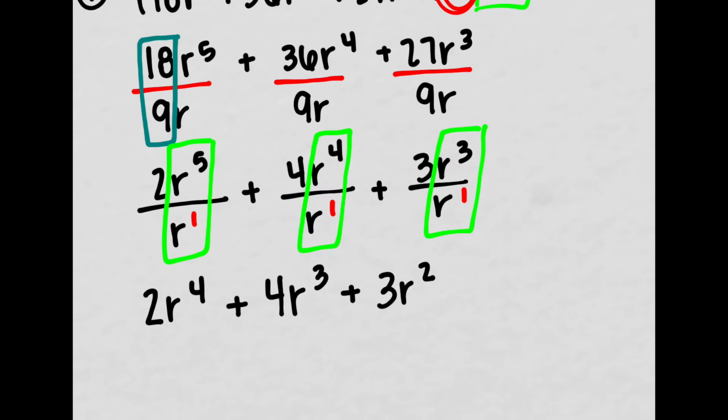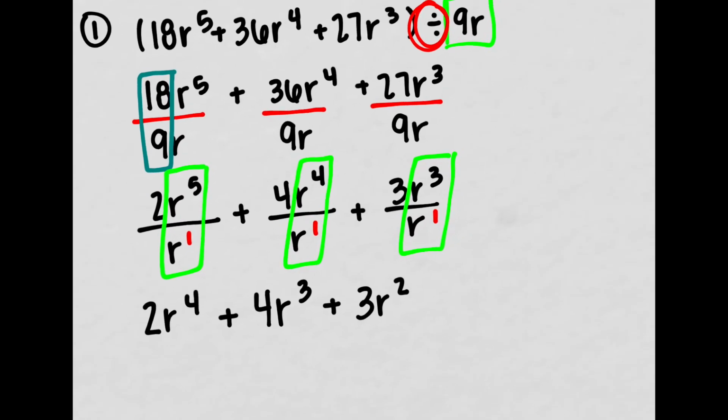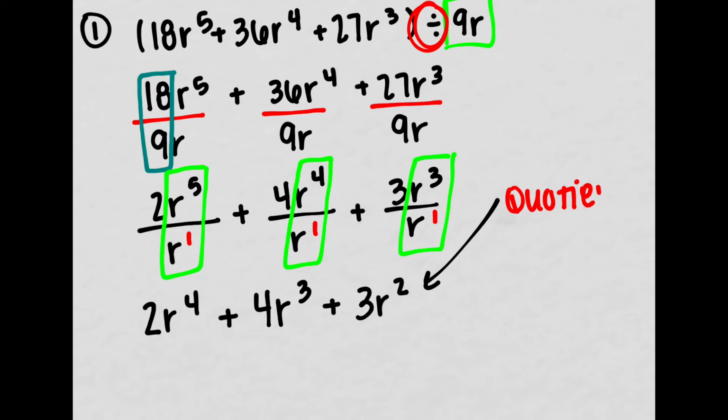I can't combine these any further, so this would be your actual final answer for 18r to the 5th plus 36r to the 4th plus 27r cubed divided by 9r. Remember that your answer for a division problem is also called the quotient. That's a super important vocab term that you need to know.